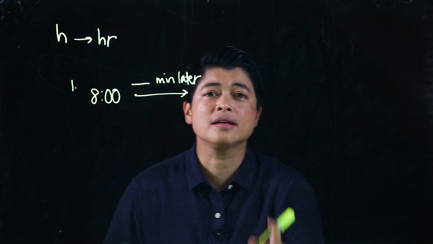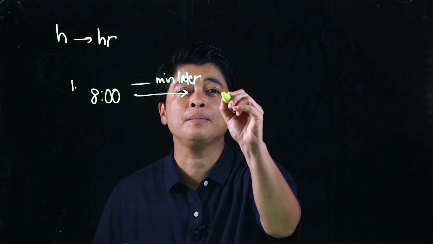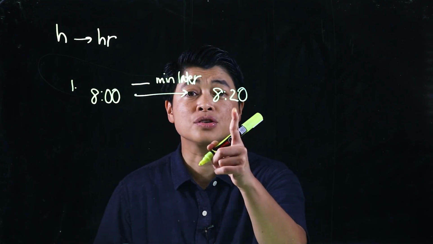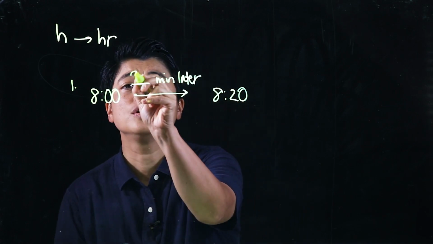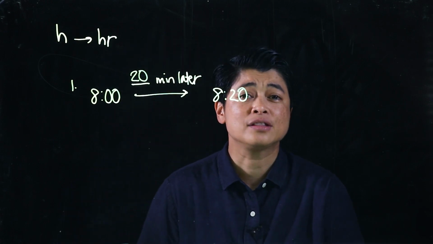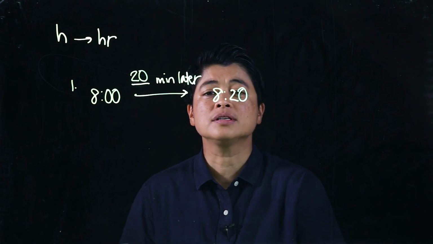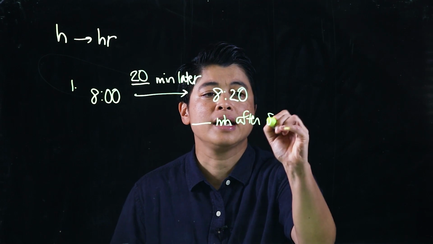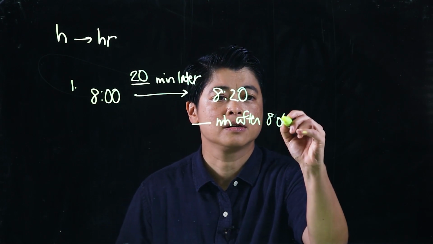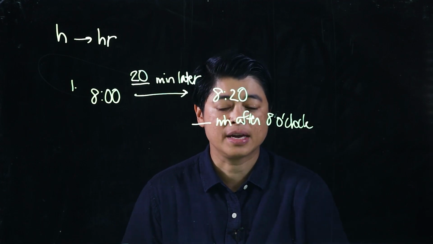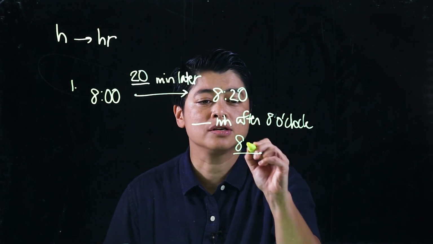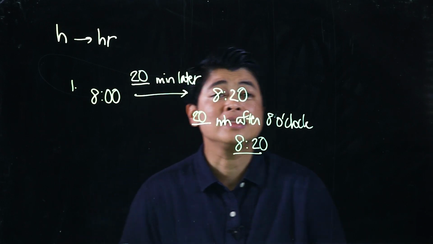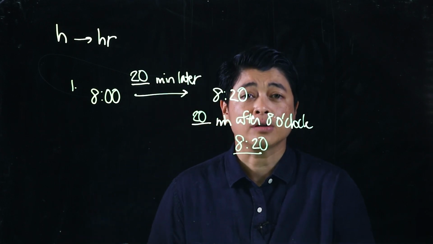Okay, so here the clock shows the time 8:20. Okay, so if the clock shows 8:20, that means that's 20 minutes later. Okay, and it also says blank minutes after 8 o'clock. Okay, is blank also. So this is 8:20 and we know that's 20 minutes after 8 o'clock.